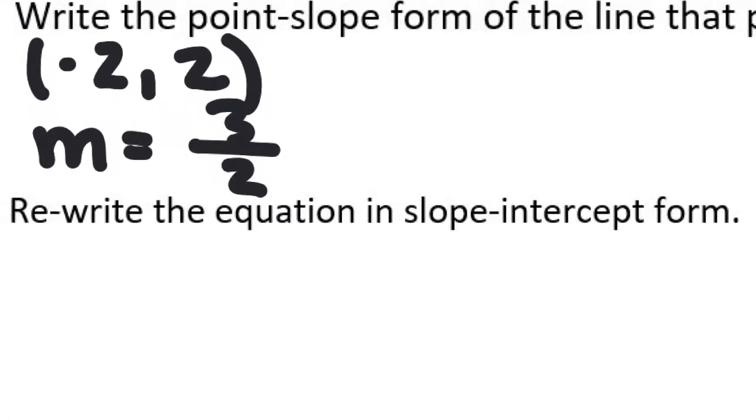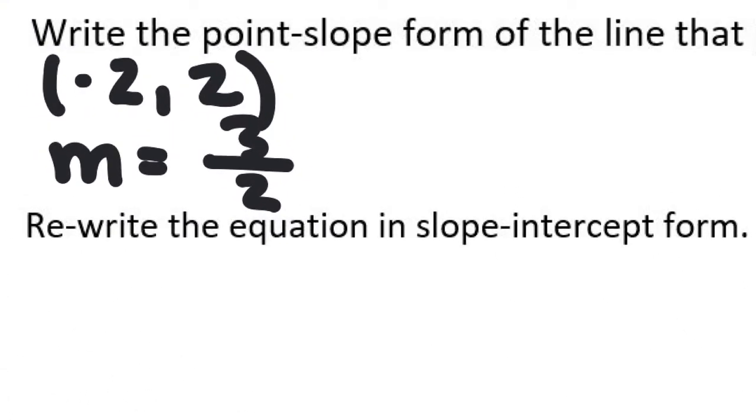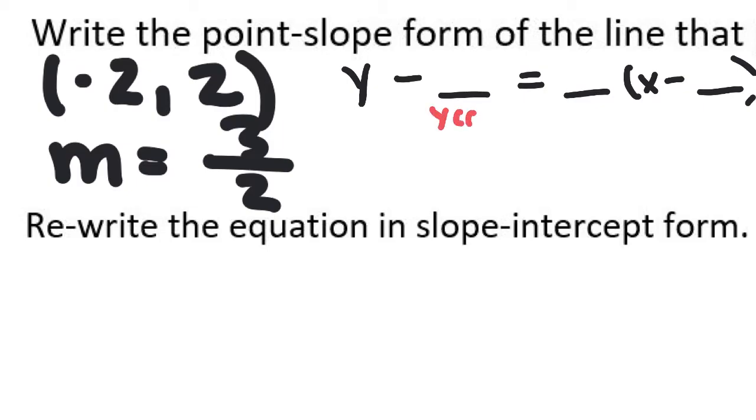Now, for this, if I want to write an equation in this form, we know that it's always in the form y minus the blank equals the blank times x minus the blank, where we fill in the y coordinate, the slope, and the x coordinate. Now, for the first blank, the y coordinate is 2, so I'm going to fill in a 2.